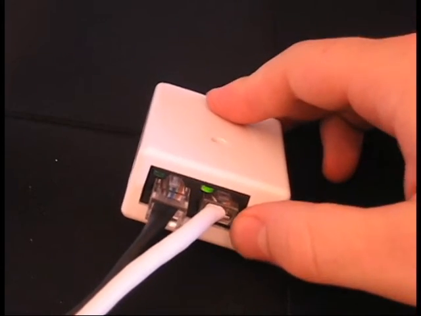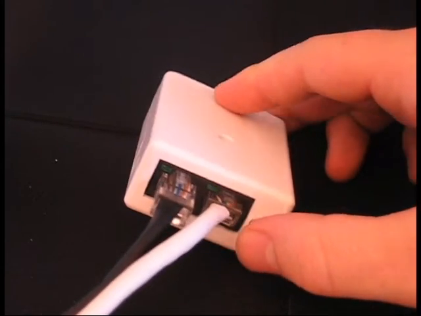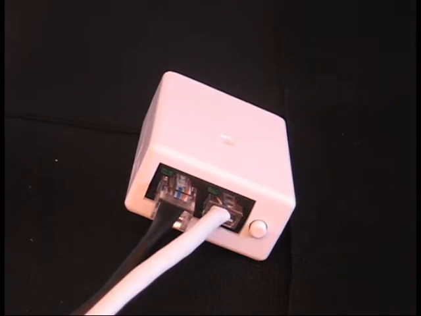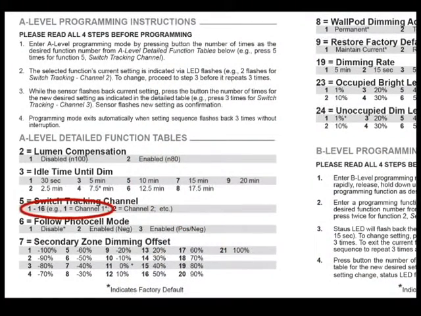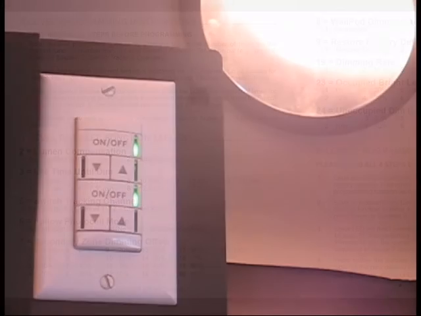Hit the programming button 5 times. We will see that the LED is flashing in groups of 1, which according to our instructions booklet, means the device is tracking channel 1. This means that the device will be responding to the commands of the first switch.